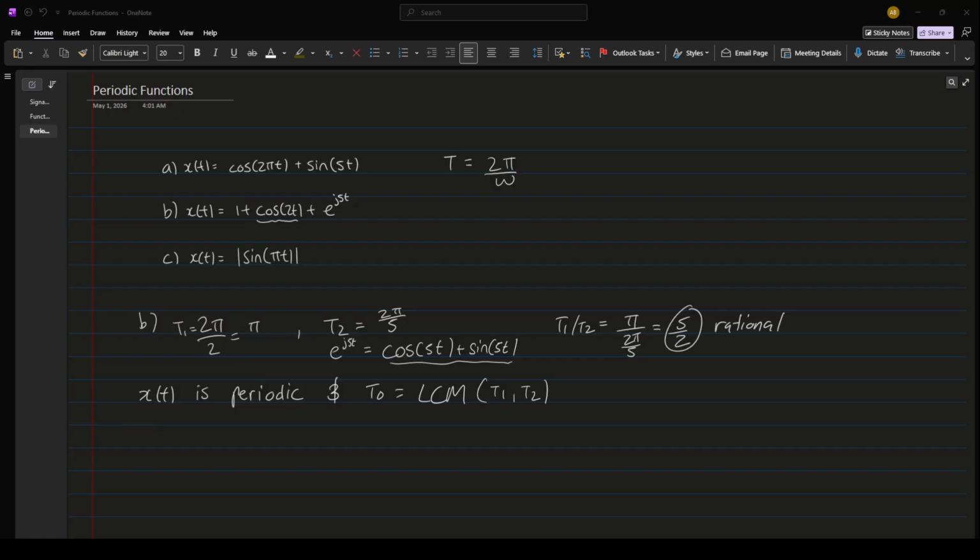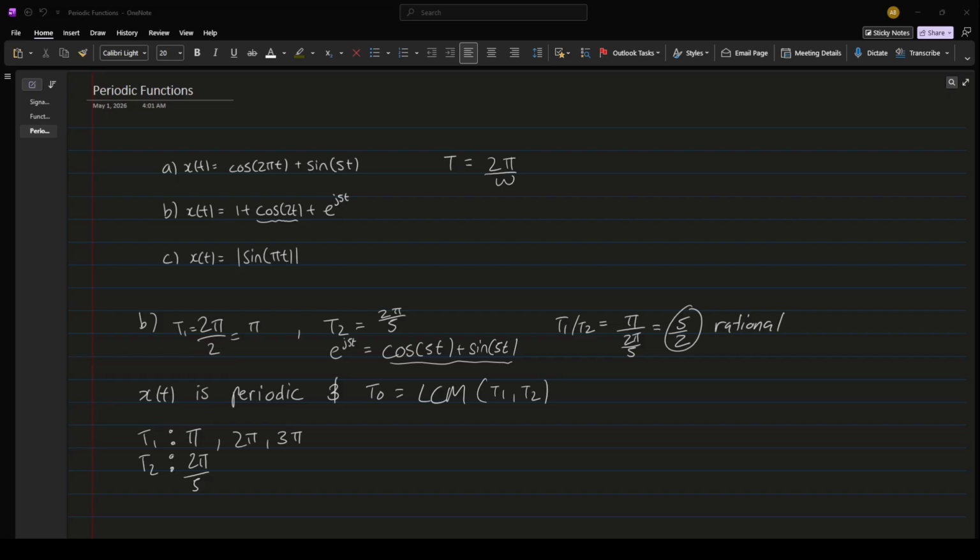So T1 we know is equal to pi, so we could write pi. T2 is 2 pi over 5. Now the way I like to do this is I like to just keep adding pi, or keep multiplying the term until you find a common multiple. So here, for example, for T1, we're going to have pi, then we're going to have 2 pi, then we're going to have 3 pi. We just keep adding pi.